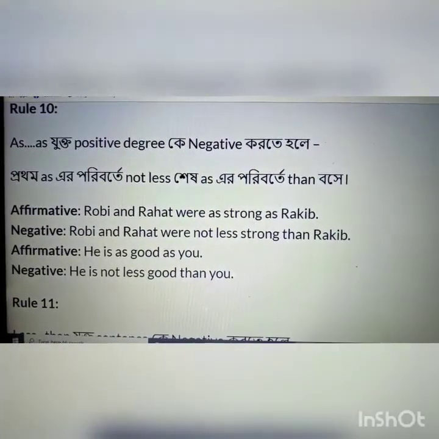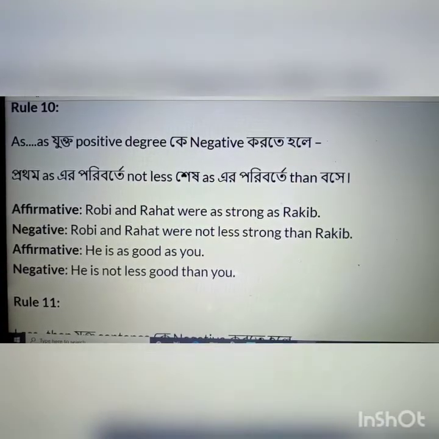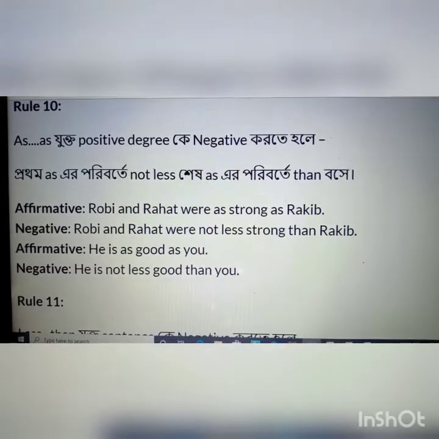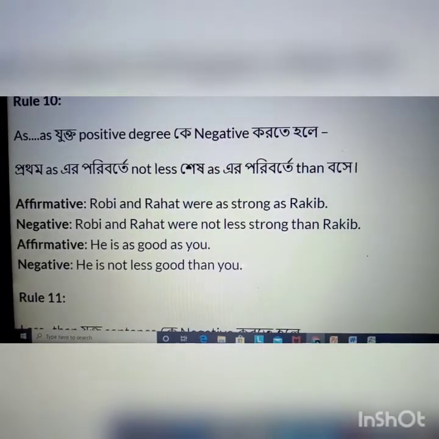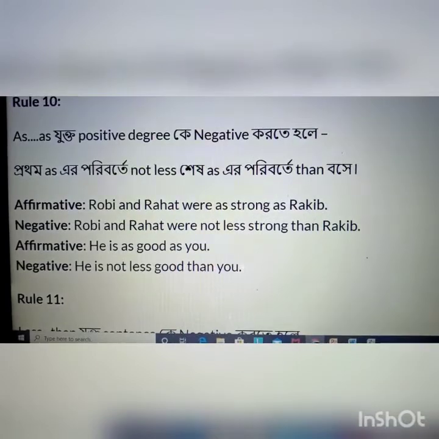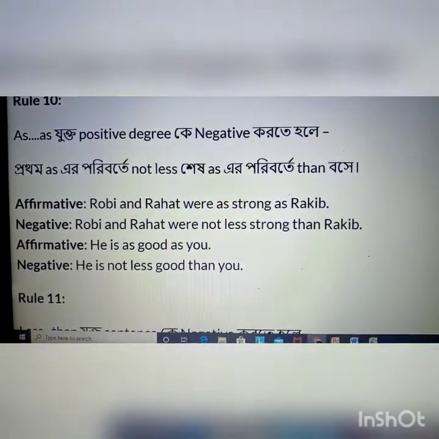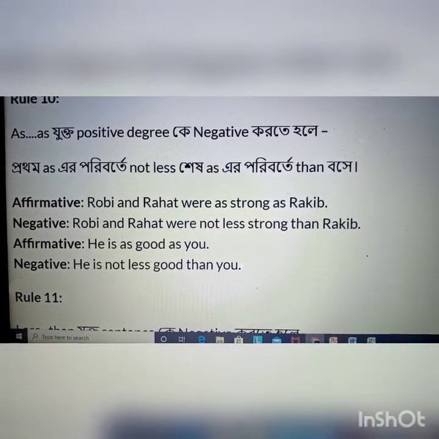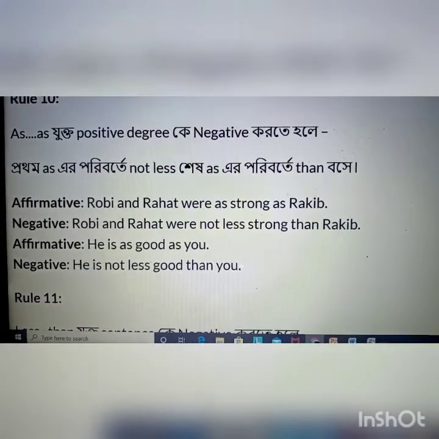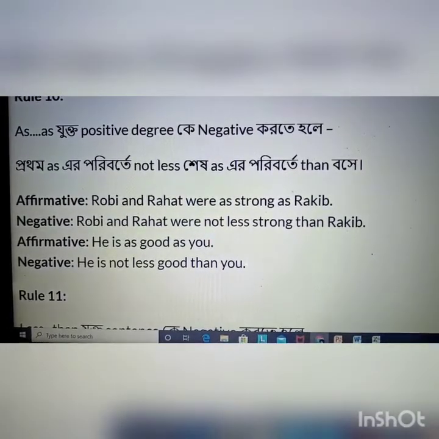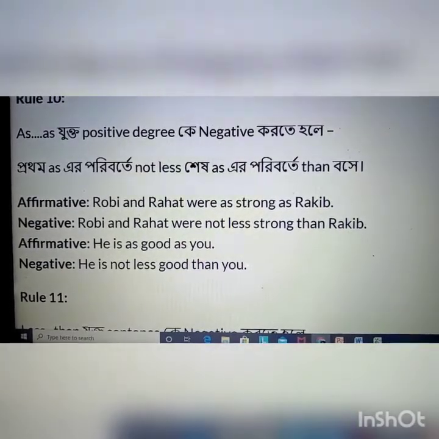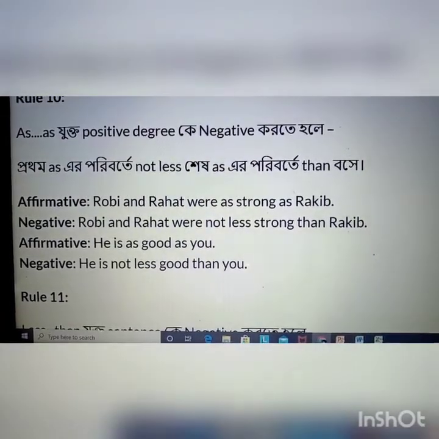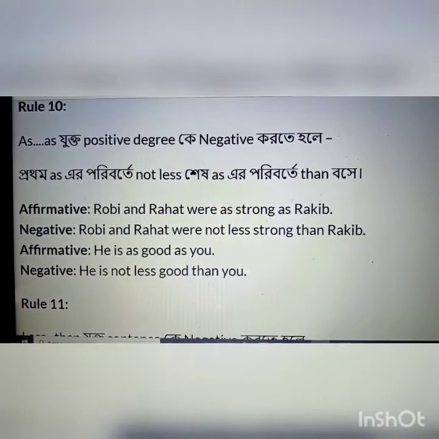Rule 10: as dot dot as. If there is as dot dot as in the positive degree, the rule is: instead of the first as, we have to use not less, and instead of the last as, we have to use than. In the example, Robi and Rahat were as strong as Rakib. Negative: Robi and Rahat were not less strong than Rakib. So instead of the first as, we have used not less, and instead of the second as, we have used than.